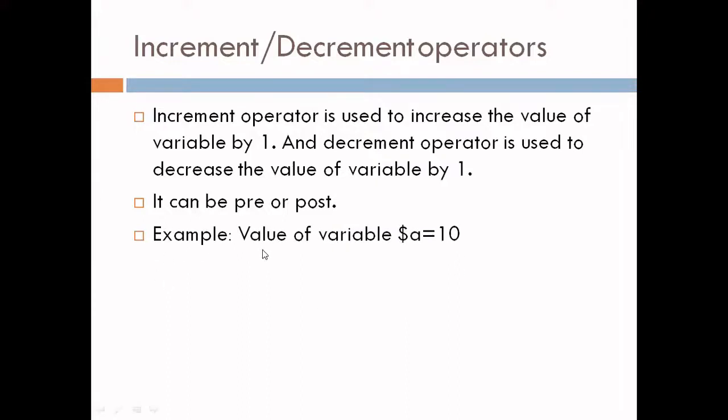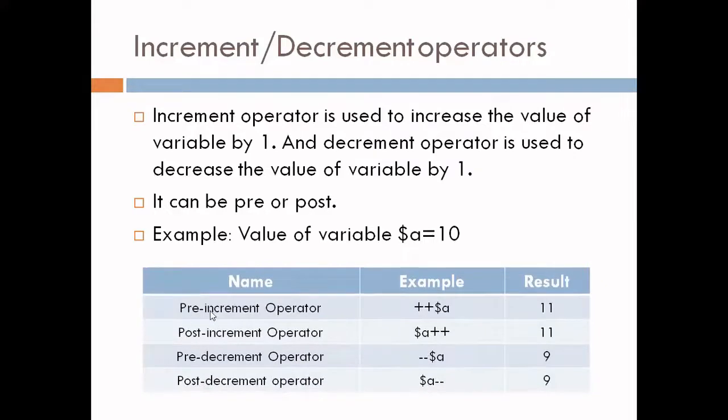So here is the example: the value of variable A is equal to 10. Now, the pre-increment operator. As per the example, we can see ++, that is my increment operator. So now ++$A. Here the increment operator is written before my variable name. That's why it is known as a pre-increment operator. So it will produce an output of 11, because it first increases the value of the variable, then assigns that value to the variable. So 11.